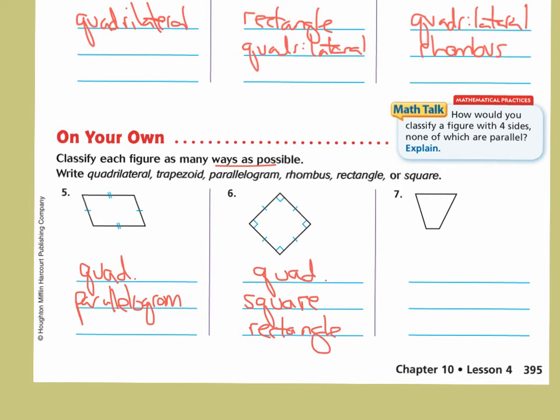And then lastly, number 7, it's definitely 1, 2, 3, 4-sided. So it's a quadrilateral. And look, this one does have 1 pair of parallel lines. So it is a trapezoid. Yeah, I think a trapezoid is my favorite. Trapezoid.